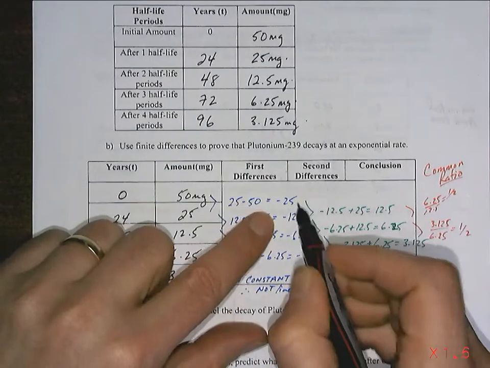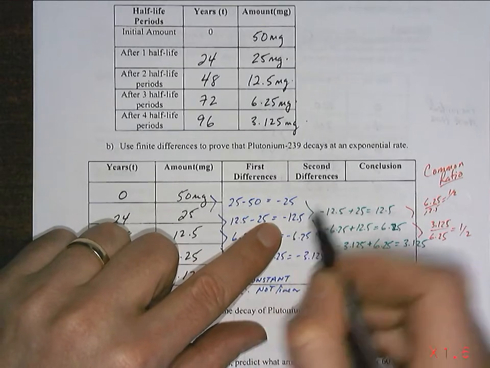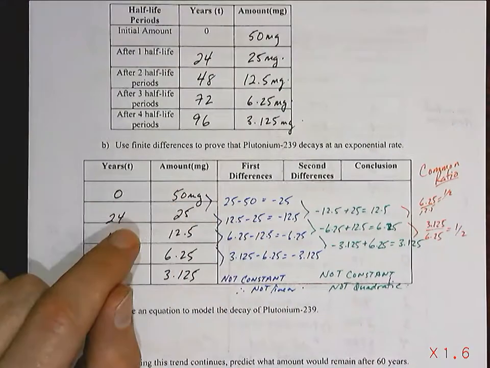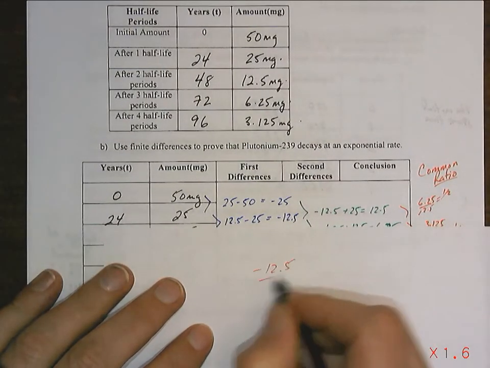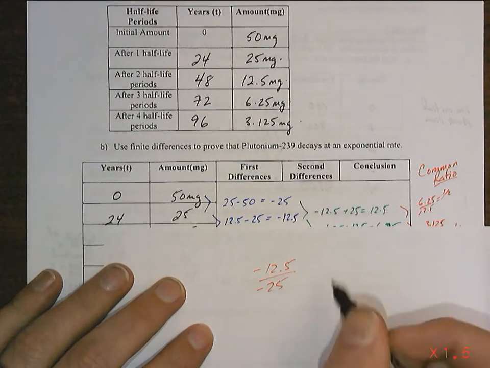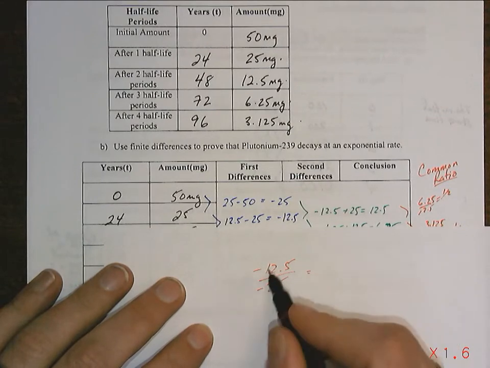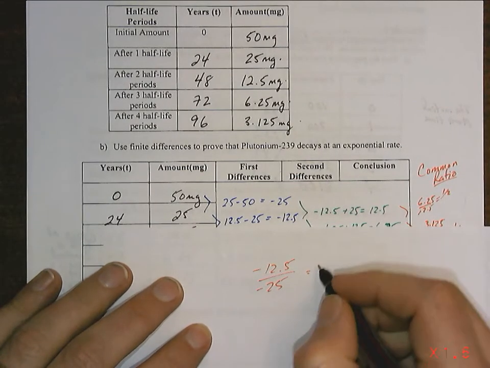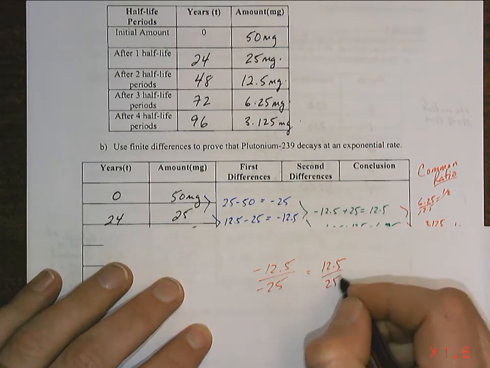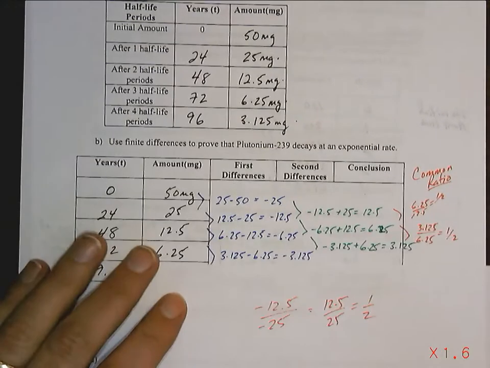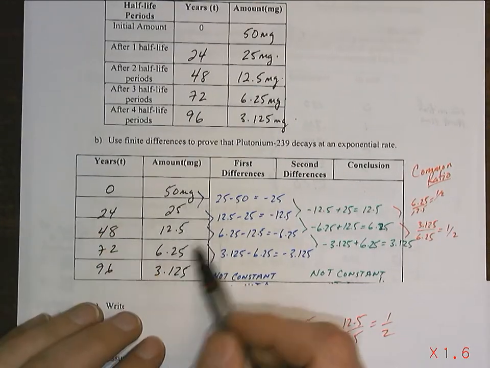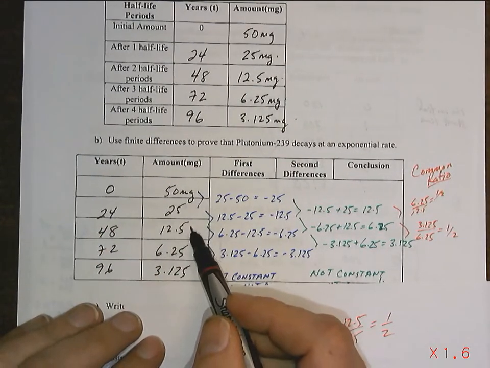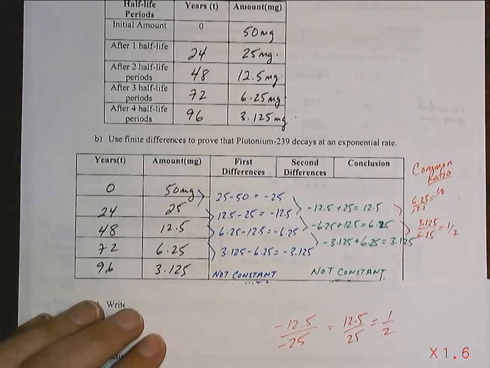We could have looked at that here. Negative 12.5. Now the negatives are going to bother you. You got negative 12.5 divided by negative 25. Don't get hung up. The negative on top and the negative on bottom will reduce each other out. So it's 12.5 over 25, which is 1/2. The same would happen here and here and here. The easiest place to look at the common ratio, though, is right in your first y values, your range. So it's going to be 25 divided by 50, which is 1/2.